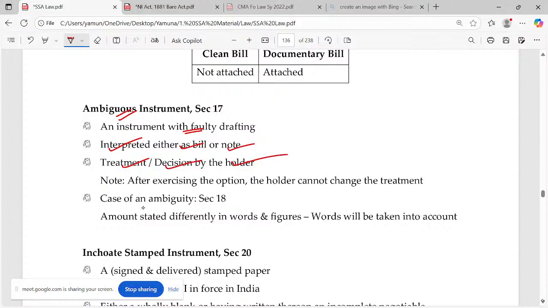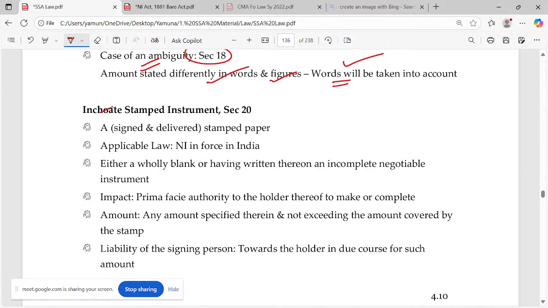In case of any ambiguity, as per section 18, if the words are stated differently and the figures are stated differently, the words have to be taken into account. You have always seen on a cheque, you write in numbers and also in words. Words have to be taken. Inchoate stamped instrument. Inchoate means it comes without completeness, and we call it inchoate.